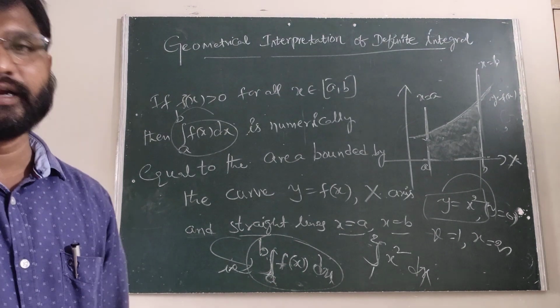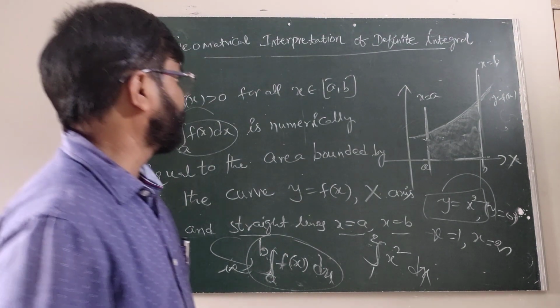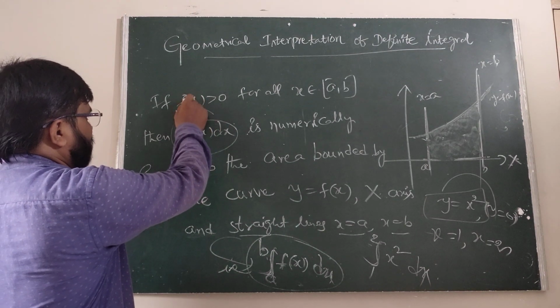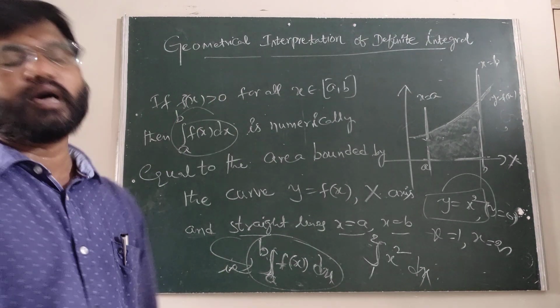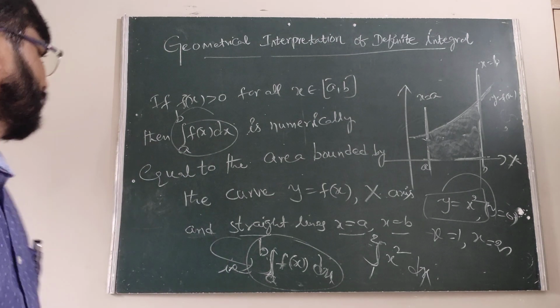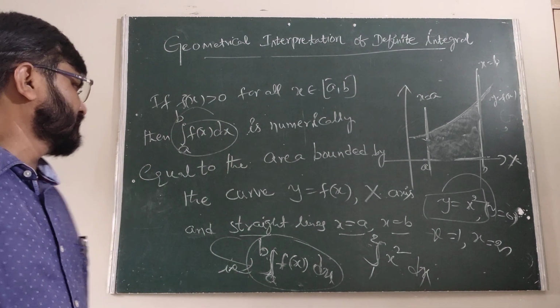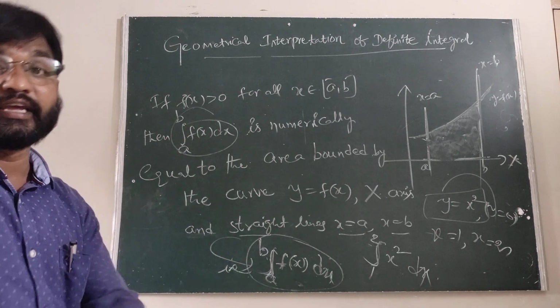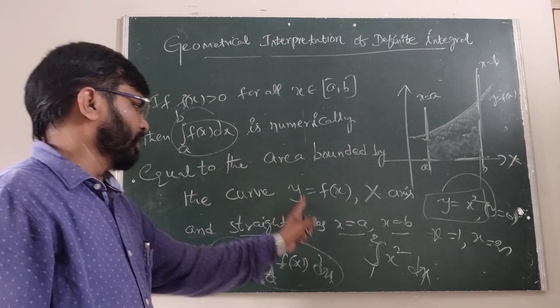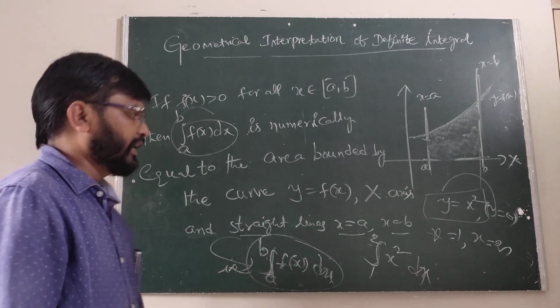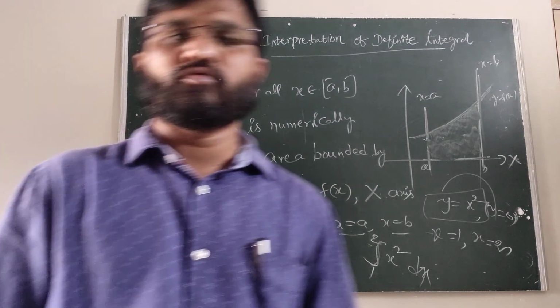The geometrical interpretation of the definite integral. If f of x is greater than 0 for all x belonging to the closed interval [a, b], then the integral from a to b of f of x dx is numerically equal to the area bounded by the curve y equals f of x, the x-axis, and the straight lines x equals a and x equals b.